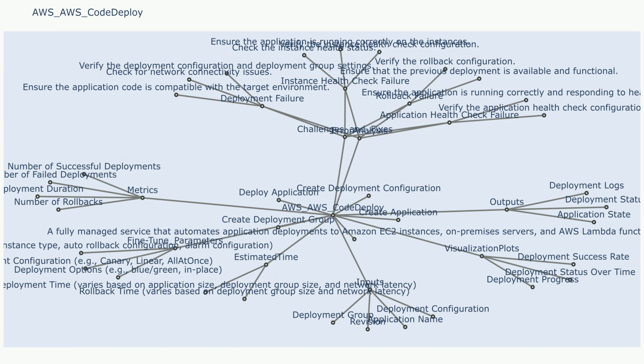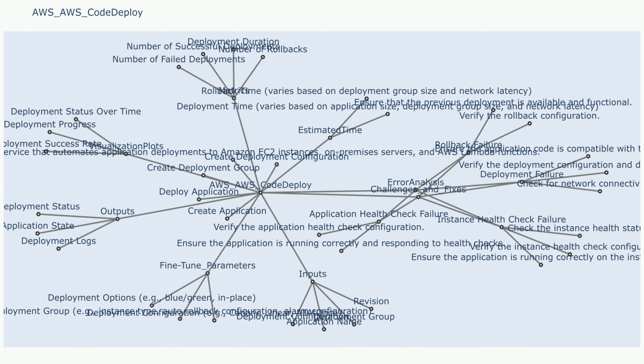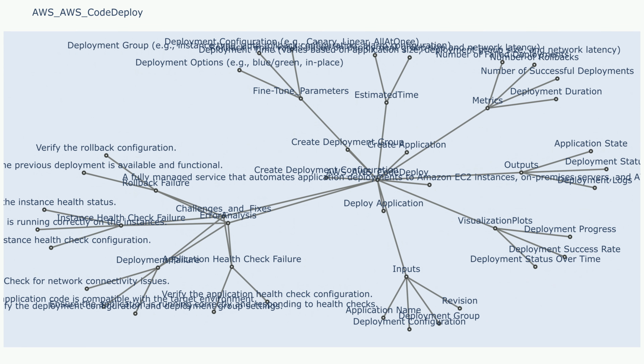Name: CodeDeploy deployment group. Purpose: to organize and manage the deployment targets for an application. Explanation: A deployment group specifies the instances or environments where your application will be deployed. It allows you to manage deployments to specific groups of instances, enabling granular control over your deployments.